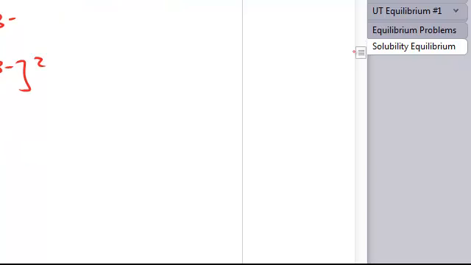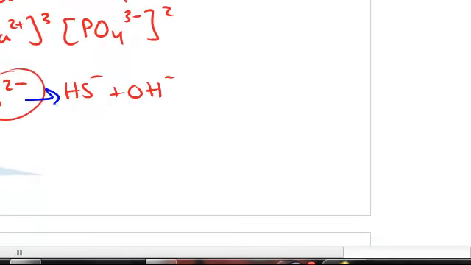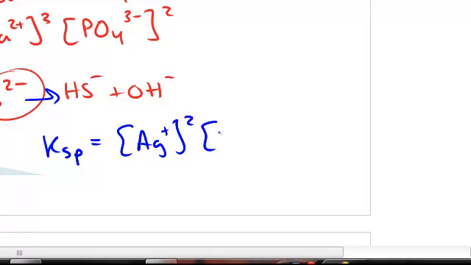So this last one is what you need to be looking for. That's that one weird exception. Silver sulfide is Ag2S, and when it splits up, it makes 2 Ag plus and S2 negative, and this automatically becomes HS negative and OH negative. You just have to know that with this one. So when we write our Ksp, it's Ag plus squared, and then we have the HS negative and the OH negative.